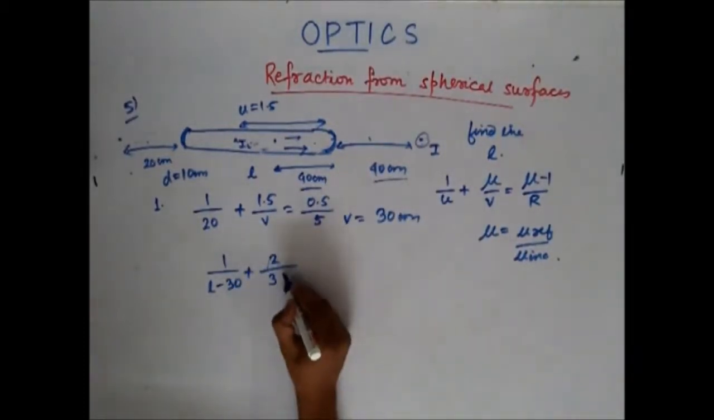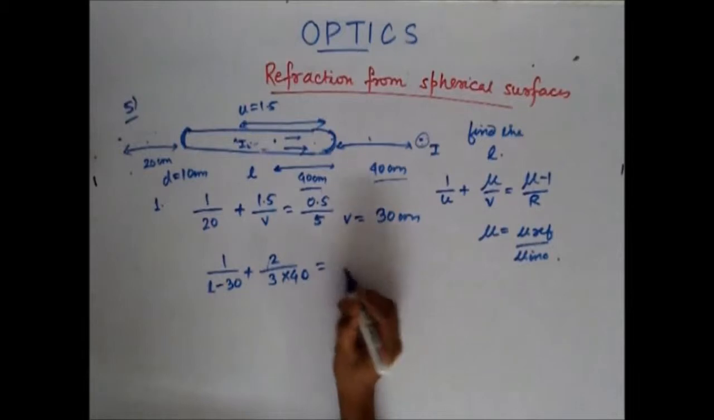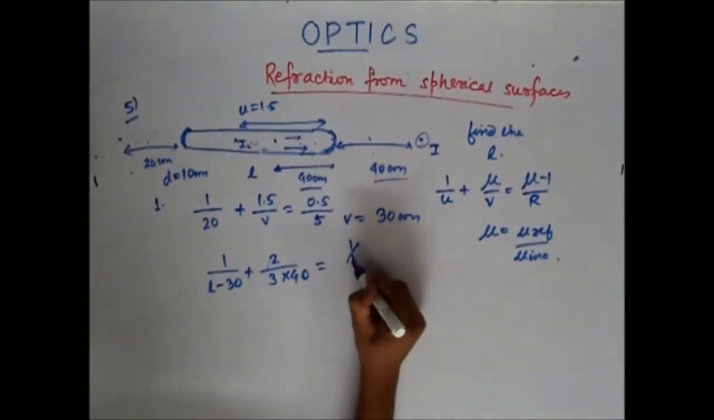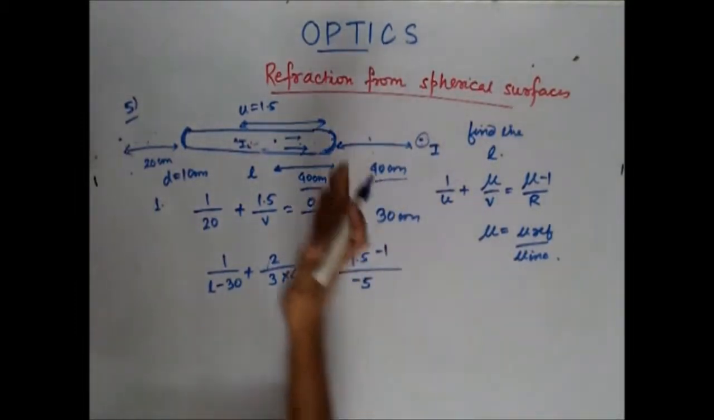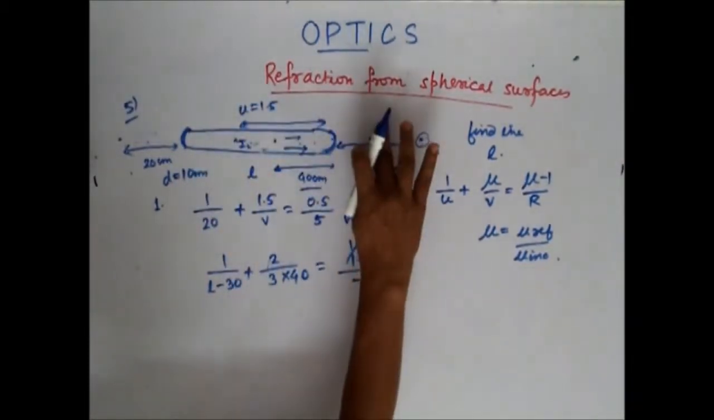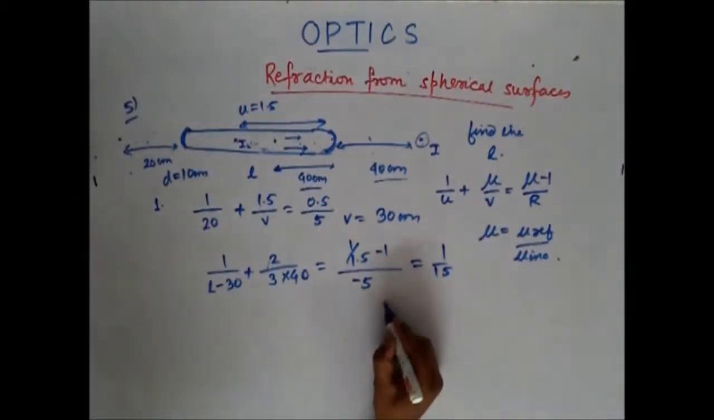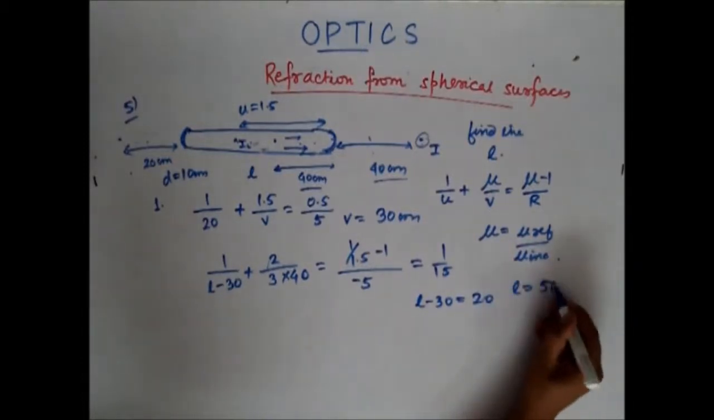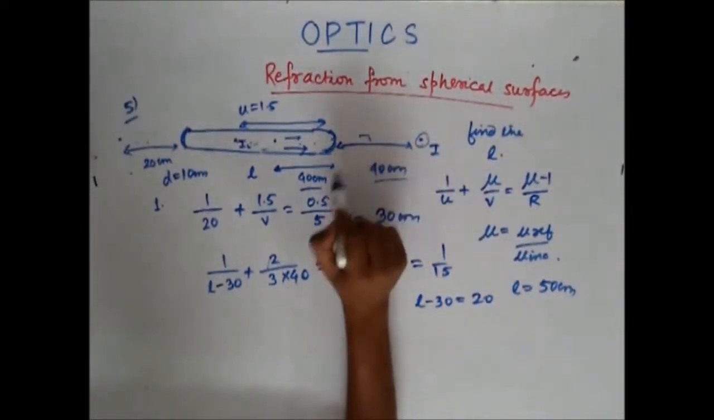And what is V? V is positive for this case because V is formed here. The refracted rays also in this medium. This is equal to mu minus 1. What is mu of this medium with respect to this medium? 1 by 1.5 minus 1. And what is R? It's minus 5 in this case because R lies this side, the refractive rays in this side. This comes out to be 1 by 15. So now if you solve this, you will get L minus 30 as 20, or your L as 50 centimeter. So this was the first case when the image was formed 40 centimeter to the right of the surface.